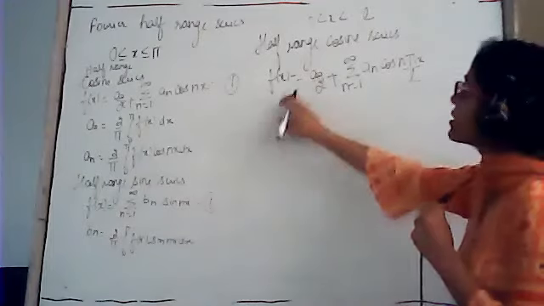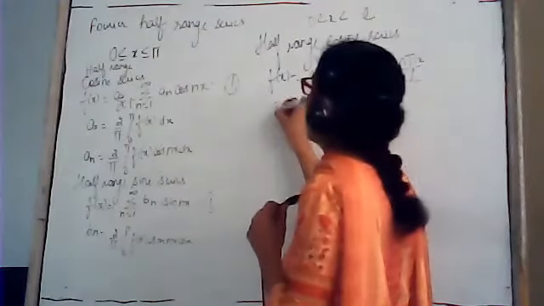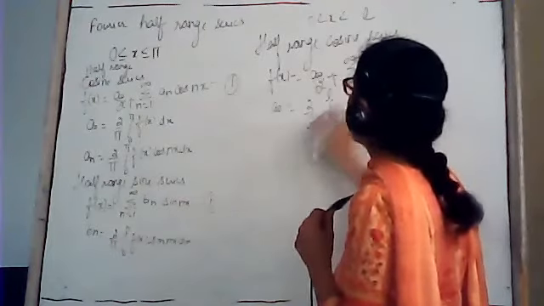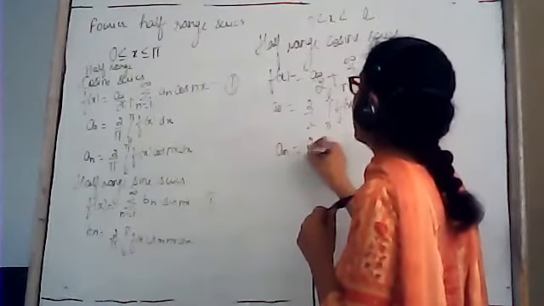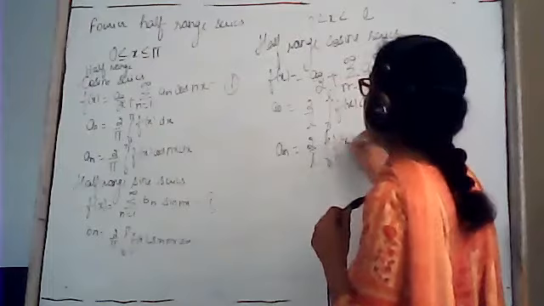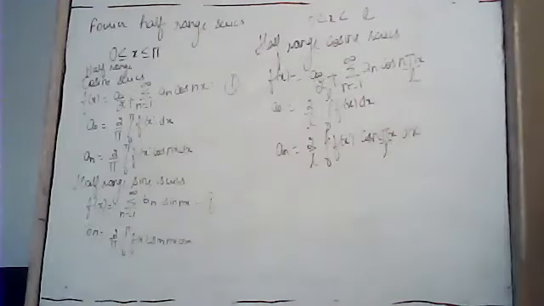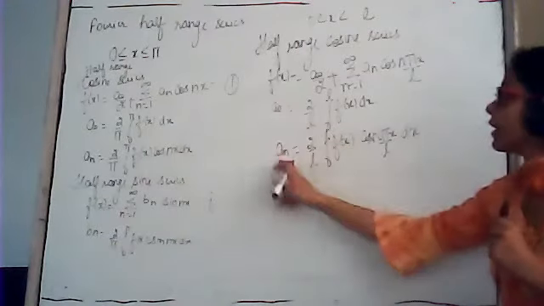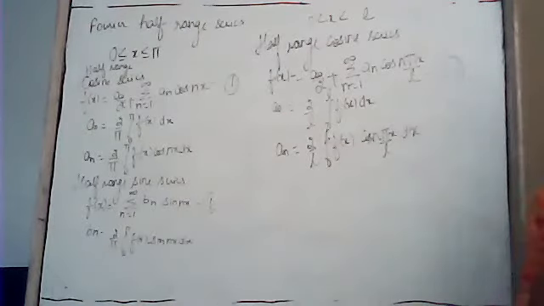The formula will be the same. f(x) is equal to a naught by 2 plus summation n varies from 1 to infinity a_n cos n pi x by L, where a naught is given by 2 by L, integral 0 to L f(x) dx, and a_n is given by 2 by L, integral 0 to L f(x) cos of n pi x upon L dx. Okay? This is the value of a naught and this is the value of a_n. In the Fourier half range cosine series, we have to evaluate these two values, a naught and a_n. After evaluating these two values, substitute the values in equation number 1 and we will get the Fourier half range cosine series.